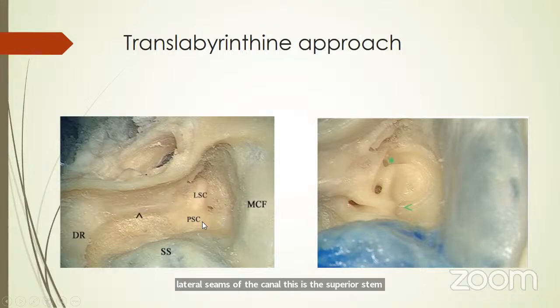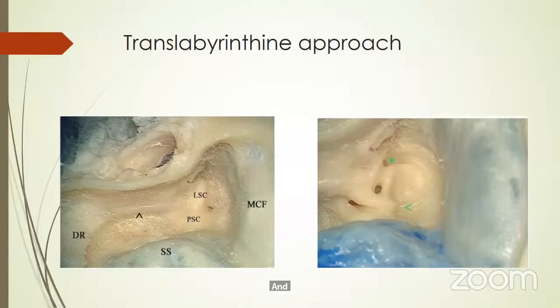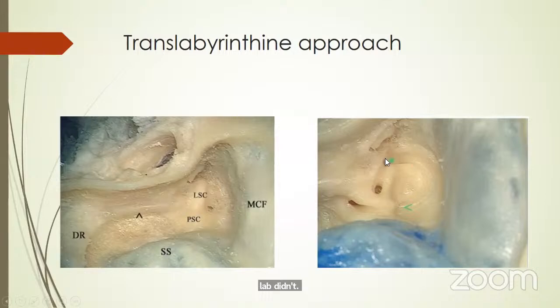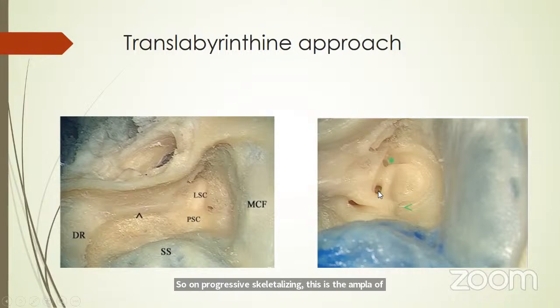In this approach, we progressively keep removing the labyrinth, and sequentially, when we remove the labyrinth, we should keep in mind the essential structures which lie beneath it. So on progressive skeletonizing, this is the ampulla of the superior semicircular canal. This is the posterior semicircular canal. This is the lateral semicircular canal ampulla.